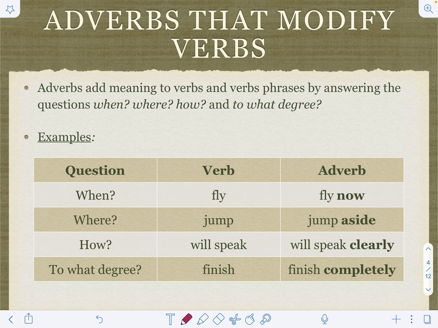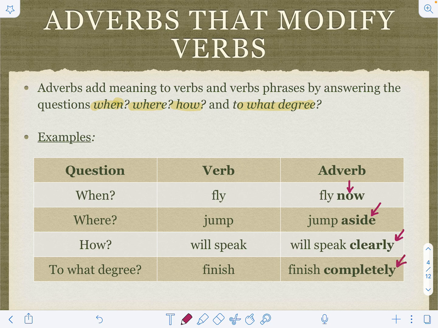This chart gives a little bit more clarification. Adverbs add meaning to the verbs and the verb phrases by asking these questions, which we already went over. But I just want to give you an example of each. When are we going to fly? We're going to fly now. Where are we going to jump? We're going to jump aside. How will we speak? We will speak clearly. To what degree did you finish?